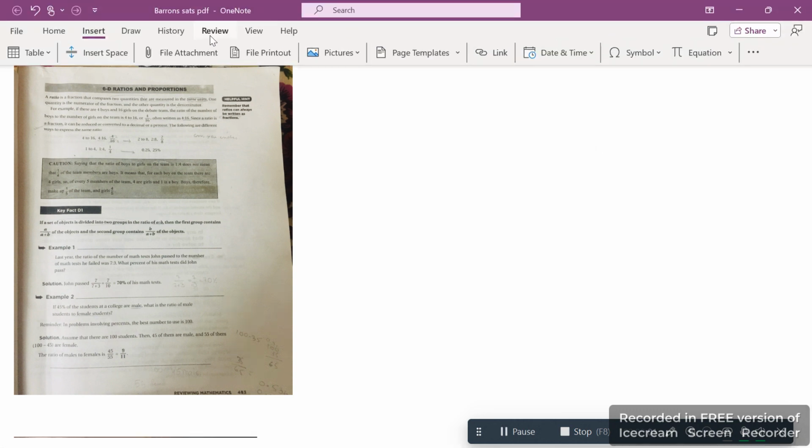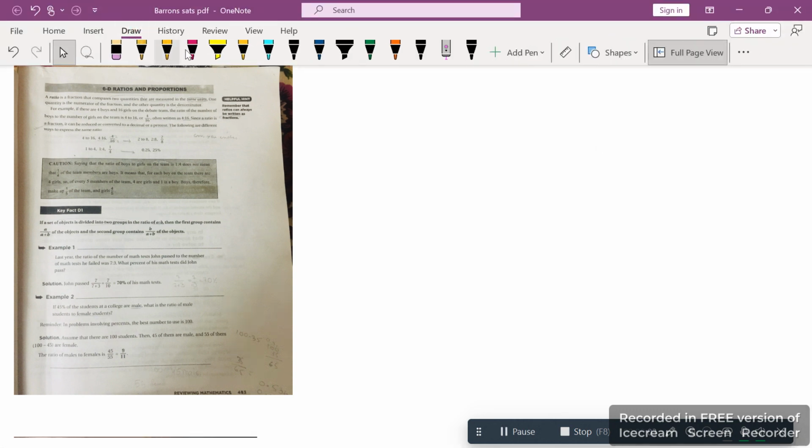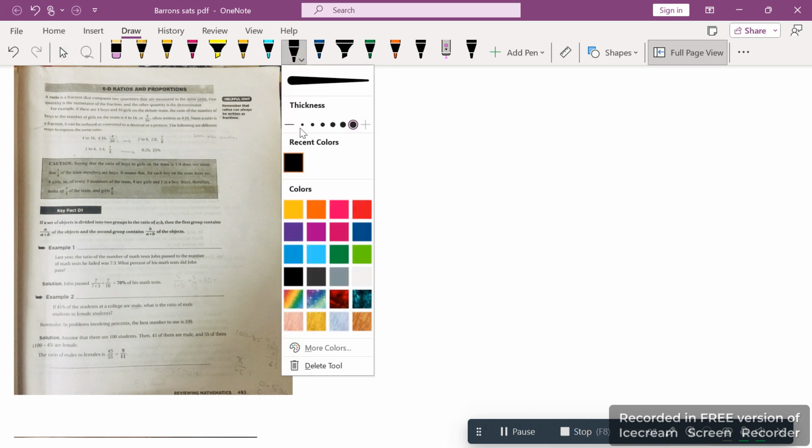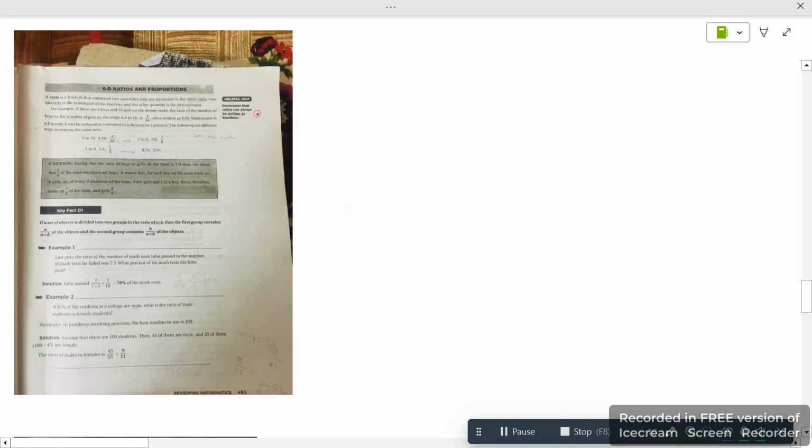So we were done with the first chapter of Barron's SAT maths book. In today's video we are going to start a new chapter, which is ratios and proportions. First, we need to know what a ratio is. Ratio and proportion is the name of our chapter.